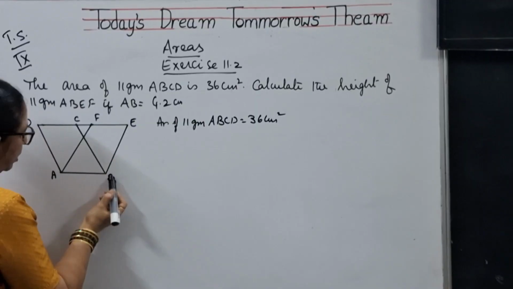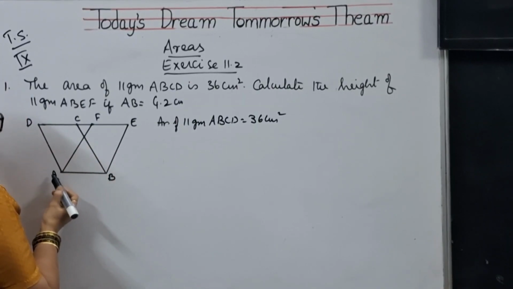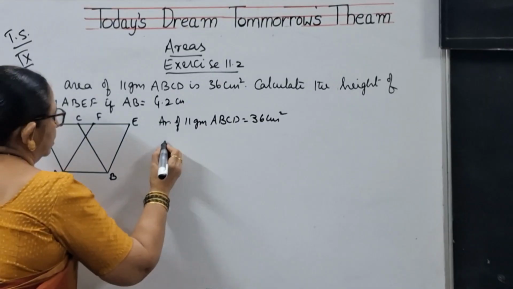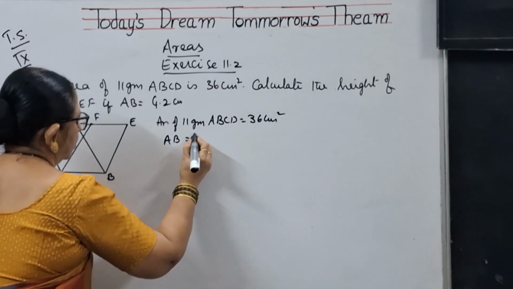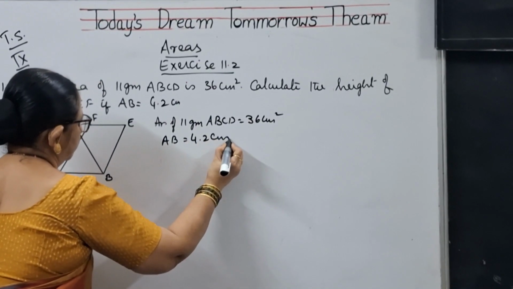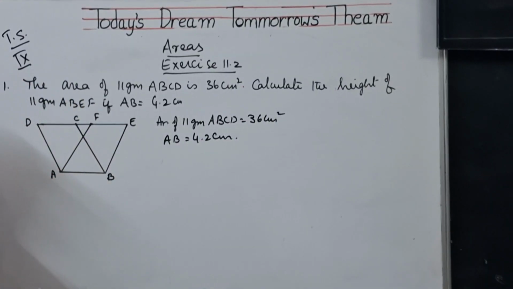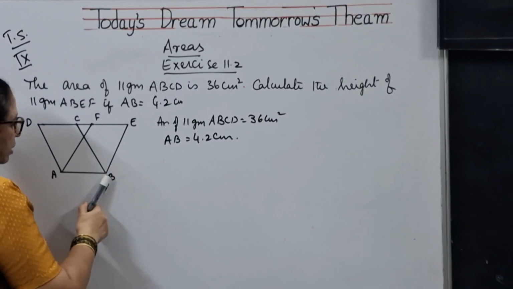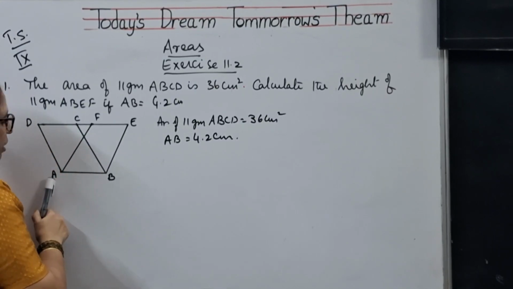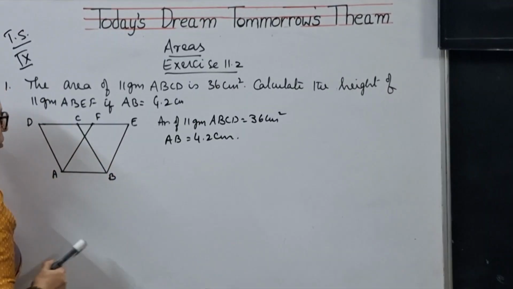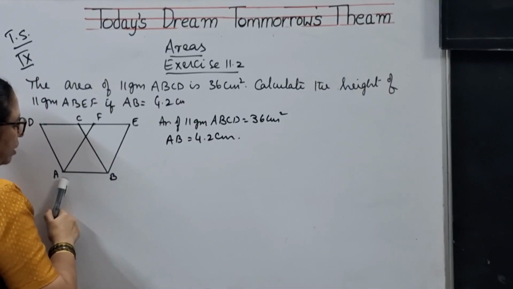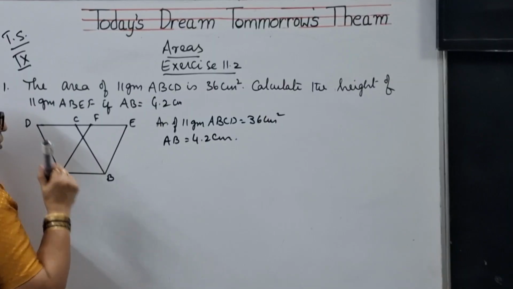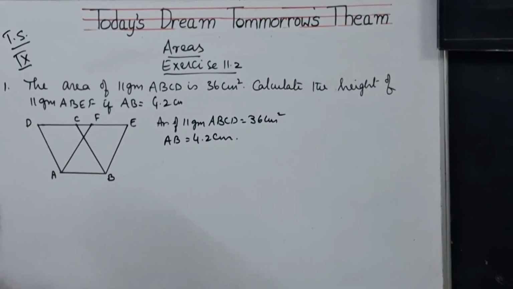See children, they have given parallelogram ABCD area, but they are asking the height of ABEF, in which AB is given as 4.2 centimeters. So how has it to be done? Now children, ABCD parallelogram and ABEF parallelogram are lying on the same base and in between the same parallels. Therefore, they will have equal area.